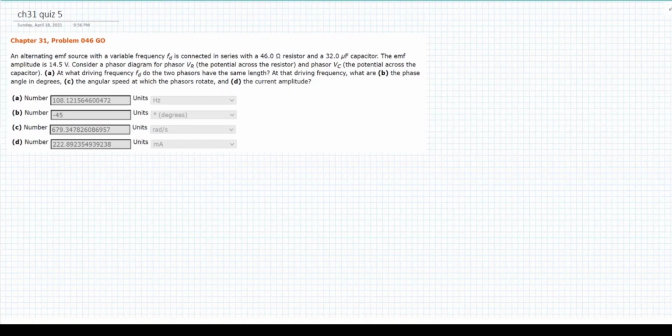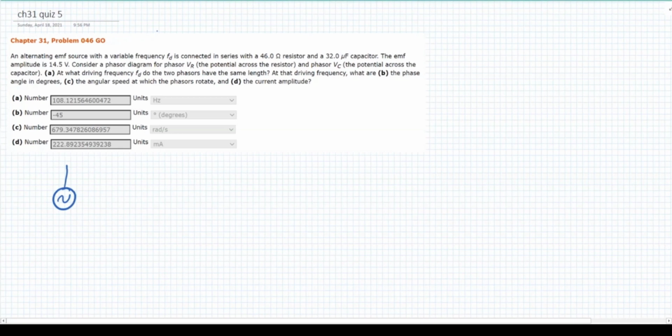An AC source, an alternating EMF source with a variable frequency is connected in series with, oh, look at this. We don't even have an inductor. We have an RC circuit. So this looks like a chapter 27 type thing, but let's see. An alternating EMF source. So here's your power supply. This is your voltage source. That squiggly line means like a sine wave or a cosine wave.